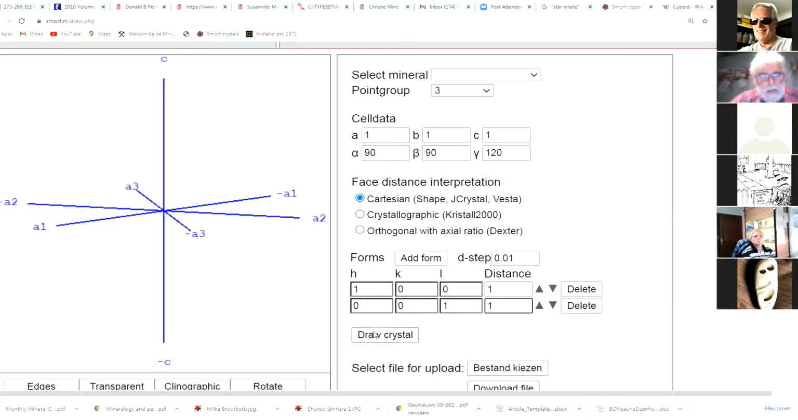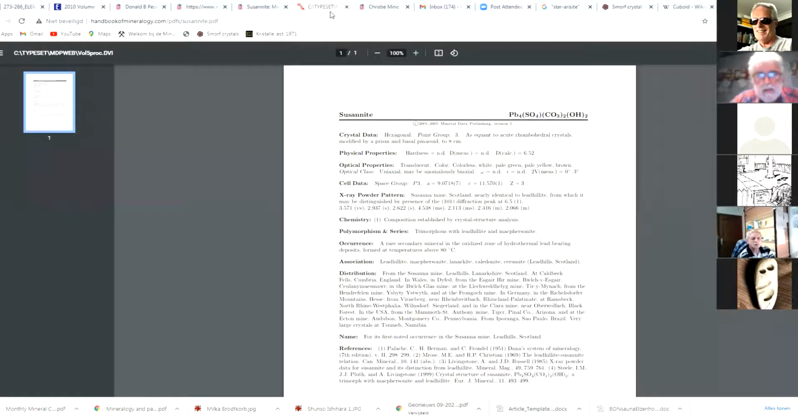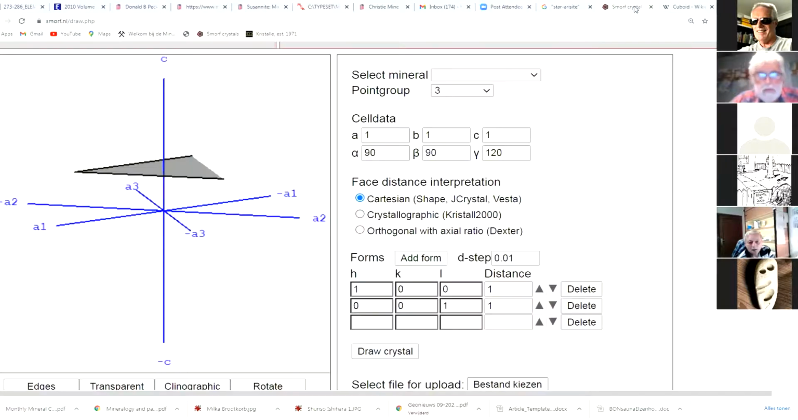See if we already have it. No, it only shows the pinacoid. Okay, so we have to add another form. Let's see what else they were saying. A prism. Okay. Small. So 1, 1, 0.